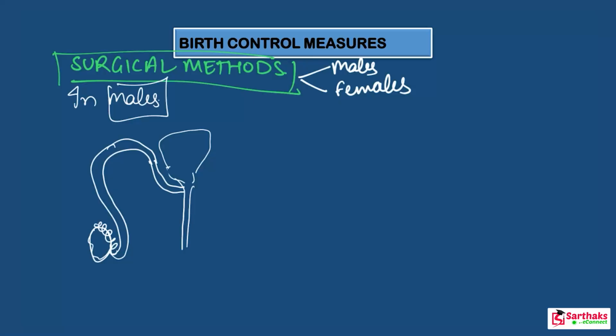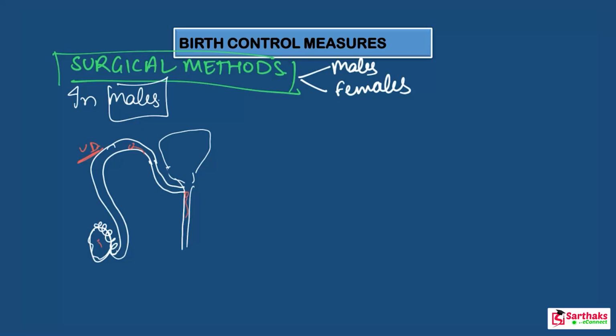So what happens in this process now? The testes form the sperms. Then the sperms go into the epididymis, and via the epididymis they go into the vas deferens, as you all know. Then the sperm goes into the urethra. This is the process of release of semen from the body of the male.